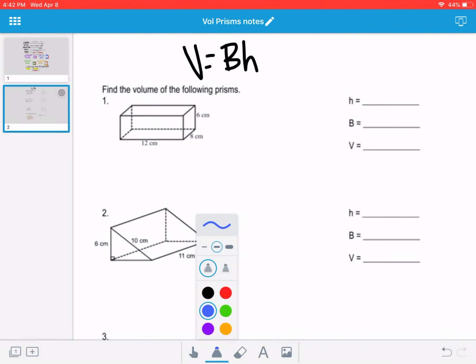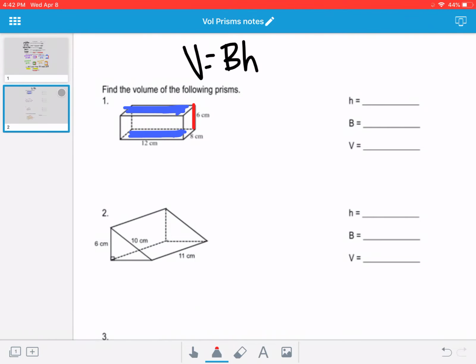I'm going to start how I started on the front side when I was naming those and find the base to start. This first one is a rectangular prism, so the shape of the base would be a rectangle. I'm going to use the bottom and the top as my bases. And then the height has to connect those two bases. So in red here, I'm going to highlight my height. My height is 6 centimeters, so over on the right, I'm going to put 6.